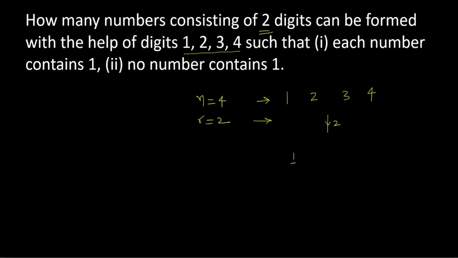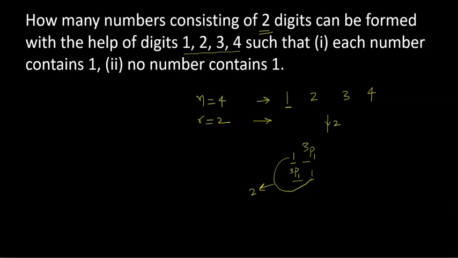So one place has already been occupied by 1, either this place or this place. Since it is a two-digit number, 1 is going to come either at the first place or at the second place. So 1 is already fixed in all these numbers. Out of the rest of the three numbers, I have to choose one, and that I can simply do in 3P1 ways. And 3P1 ways I can select a number here, and 1 can occupy one of the two places in two ways.